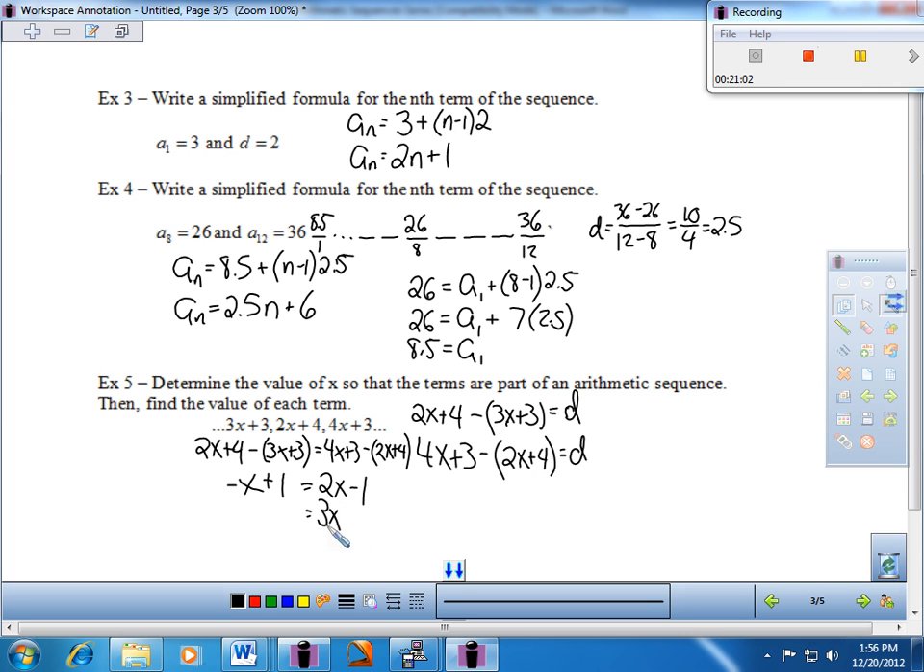I'm getting a 3x equals 2. And so x equals 2/3. Okay, good. So it did say, determine the value of x so that the terms are part of an arithmetic sequence. That would have to be the case. And if I plug them back in, and I'm just going to try to save ourselves a touch of time on this, you are more than welcome to do exactly this as well.